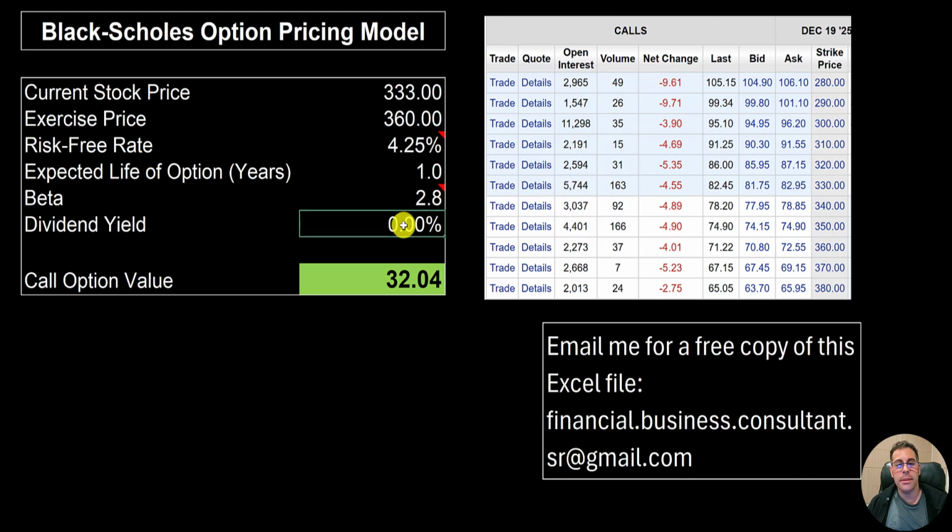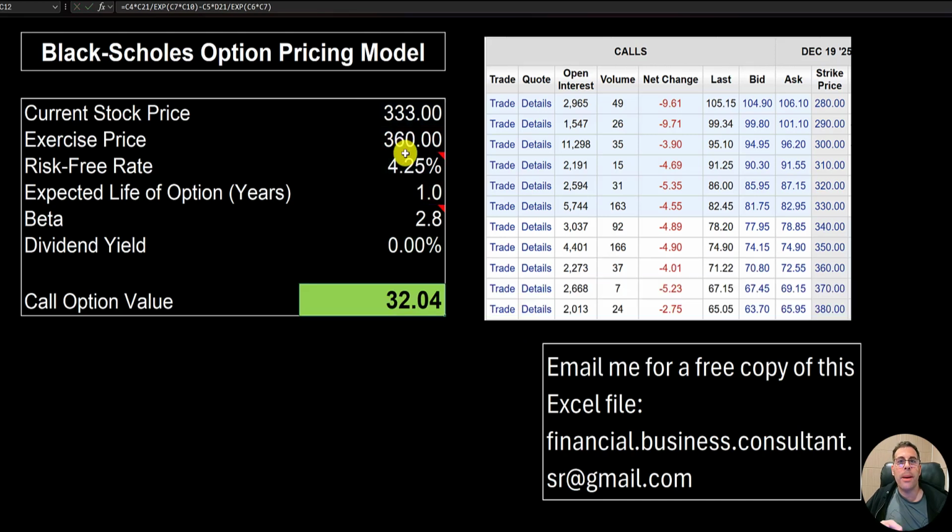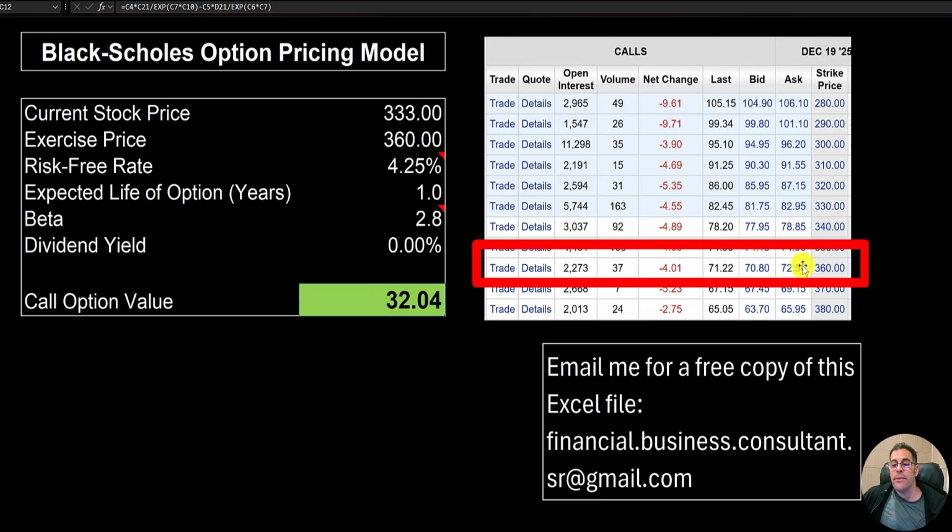They don't pay a dividend. And if you hit F2, you can see the formula if you want to learn how it works. In a future video, I'll explain the mechanics of the formula and how it works. So based on the parameters we entered, the option is worth $32. You can see it's trading around $71 or $72. So you would not buy the option.